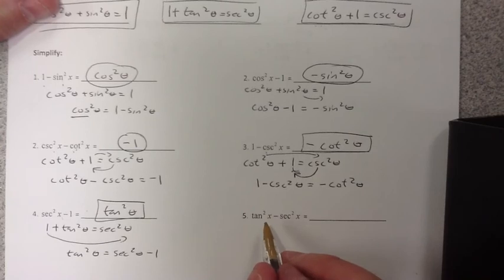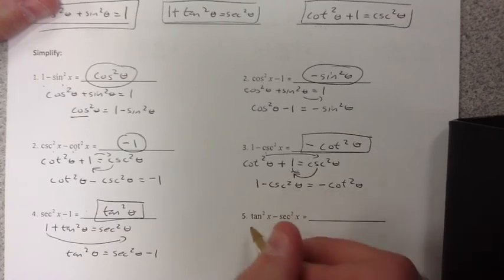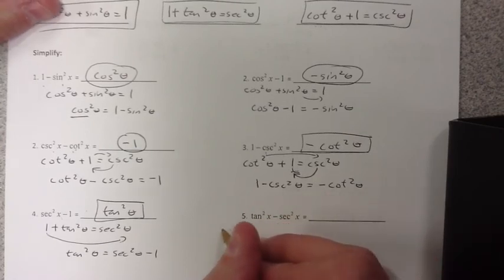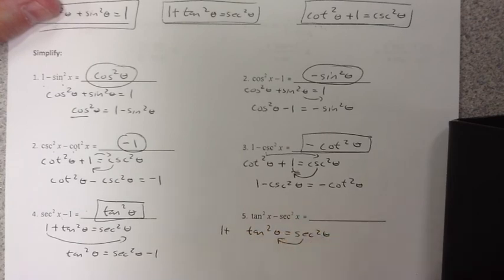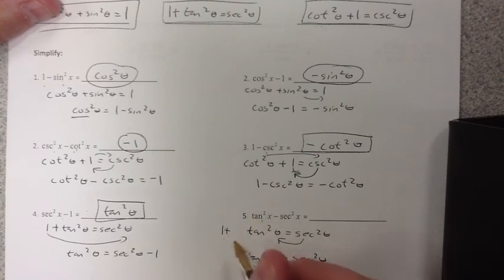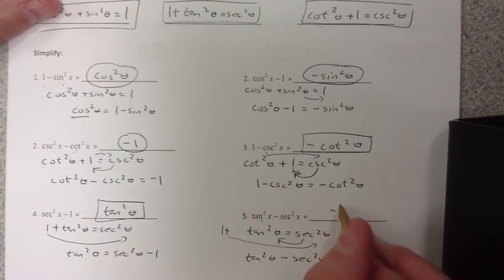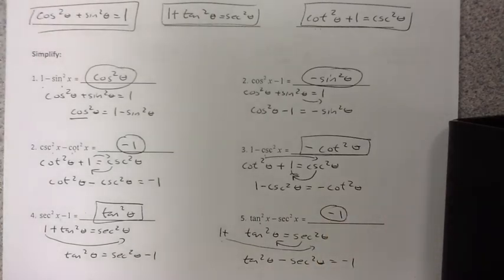All right, let's try this one. Tangent squared minus secant squared. So I'm starting off with 1 plus tangent squared of theta equal to secant squared of theta. I want tangent squared minus secant squared, so I bring over my secant squared. And I get tangent squared of theta minus secant squared of theta. But what to do with that 1? It's not in my problem, so I bring it to the other side, and it becomes negative 1. And there's our answer.